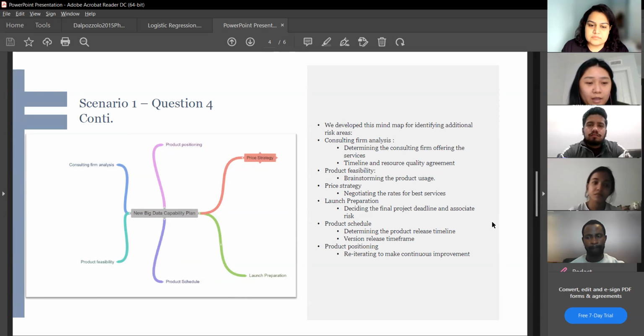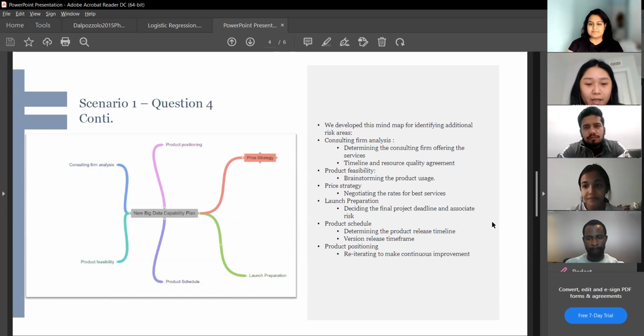And then the second one is product feasibility. In this process, we are brainstorming the product usage. And then the third one is price strategy. We are negotiating the rates for the best services. And then launch preparation. In this part, we are deciding the final project deadline and associated risks.